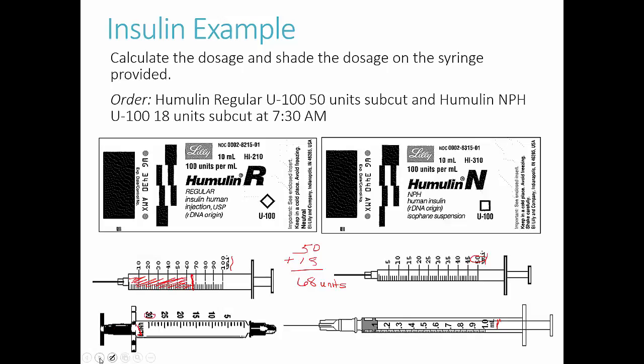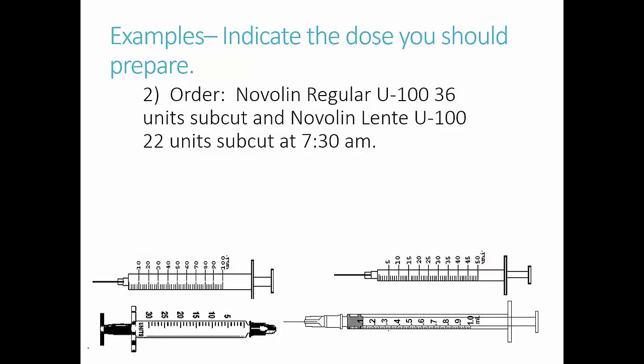Let's take a look at our next example. Again, we have an order, this time for Novolin regular U100 36 units and Novolin Lente U100 22 units. So like the previous problem, we're going to start by adding to get a total amount. So we want 36 units of the first kind, 22 units of the second kind. So we do our math and we have a total of 58 units.